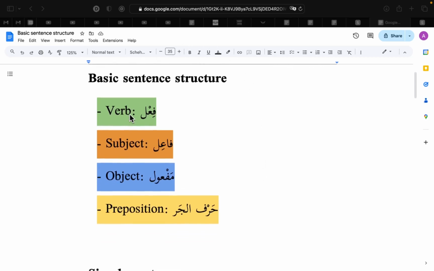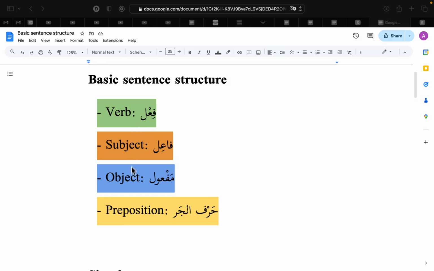So in a basic sentence, we have the verb, the subject, and the object, and sometimes we have prepositions. In Arabic, the verb is the fi'l, the subject is fa'il, which is the doer of the action, and the object is maf'ul, which is the receiver of the action. And as you can see, all three are from the same root.